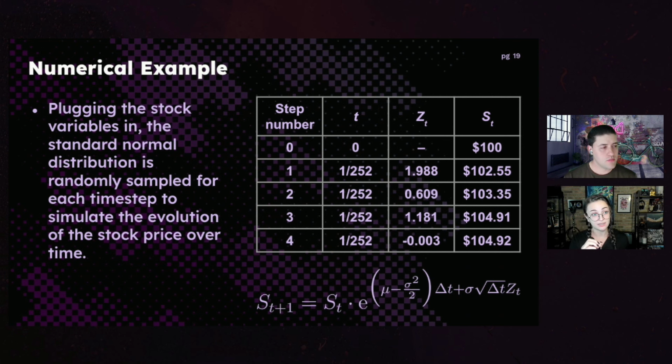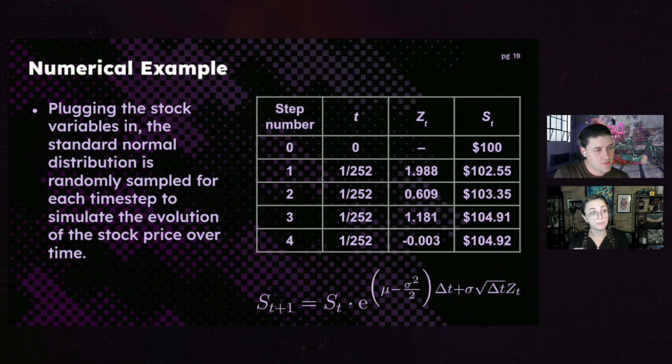We go to the second time step. We do the same thing again. We do another random sample, but this time we get 0.609. We now have moved from 102.55 to 103.35. We're evolving it in time, and that randomness is coming from our random sampling of this distribution variable. On the third time step, we take a third random sampling, we get 1.181. Now we evolve from $103.35 to $104.91. We go to the fourth step, we do it again.